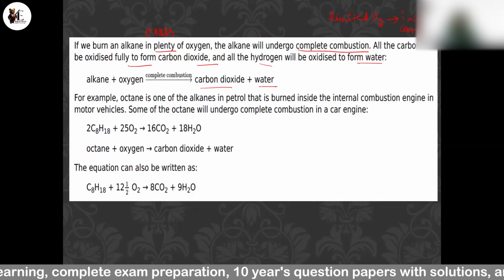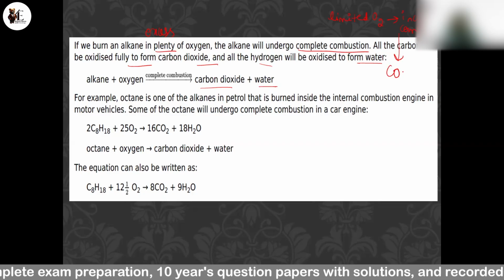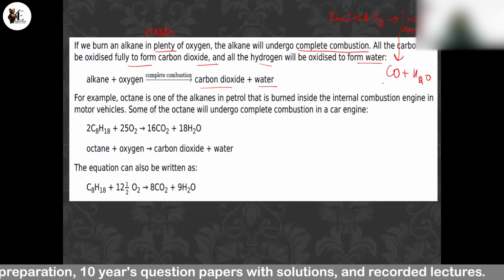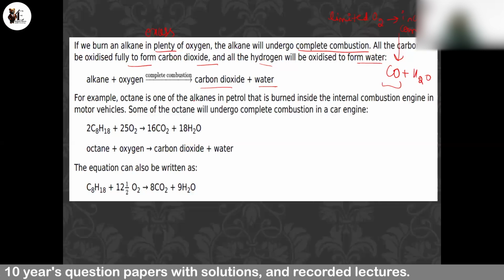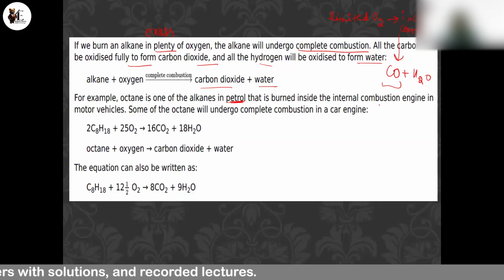But in case of incomplete combustion, the products are carbon monoxide and water, and carbon monoxide is very poisonous. Octane is one of the alkanes in petrol that is burned inside the internal combustion engine in motor vehicles. Some of the octane will undergo complete combustion in a car engine.